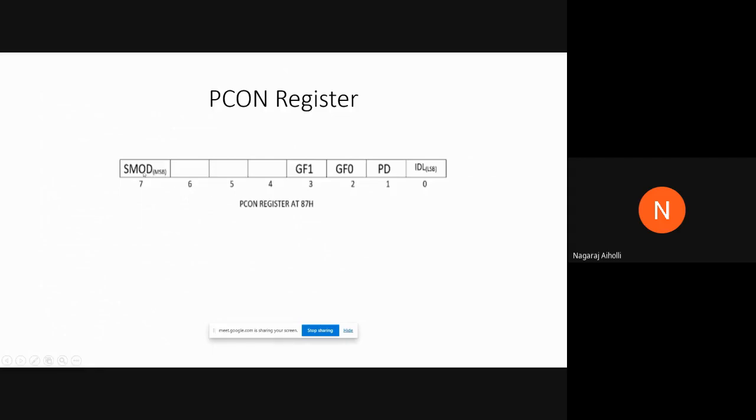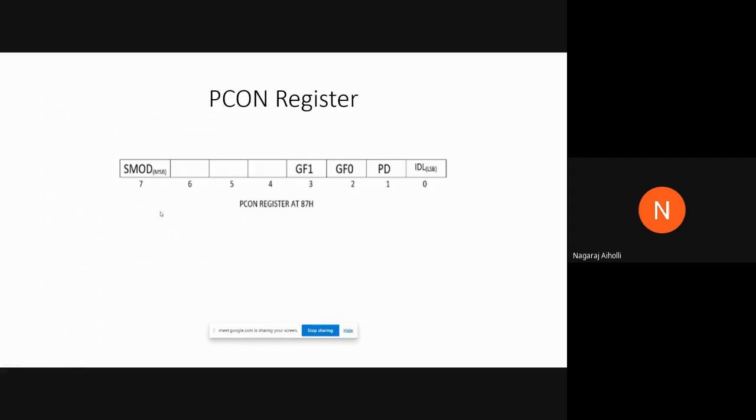Suppose S mod is 0, normal speed, it is 0, right? Now when we OR it with 1 here, it is 1 followed by seven zeros, 80 hex. The MSB bit will be 0 first, it is ORed with 1, so 0 OR 1 is 1. We know the truth table of the OR gate, right? 0 OR 1 is 1, so the S mod bit will become 1. Once the S mod bit becomes equal to 1, the baud rate will be automatically doubled.